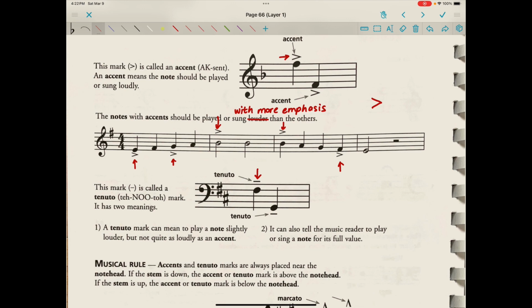Musical rule: accents and tenuto marks are always placed near the note head. If the stem is down, the accent or tenuto mark is above the note head. If the stem is up, the accent or tenuto mark is below the note head. So this is just like what we learned in the last lesson with staccato dots. The accent or the staccato marking or the tenuto marking will always be located close to the note head. So you won't see an accent mark below a stem. So if the stem is going up, your accent mark or tenuto mark will be below the staff near the note head. And if the stem is going down, your tenuto marking or your accent will be above the staff because it needs to be close to the note head.